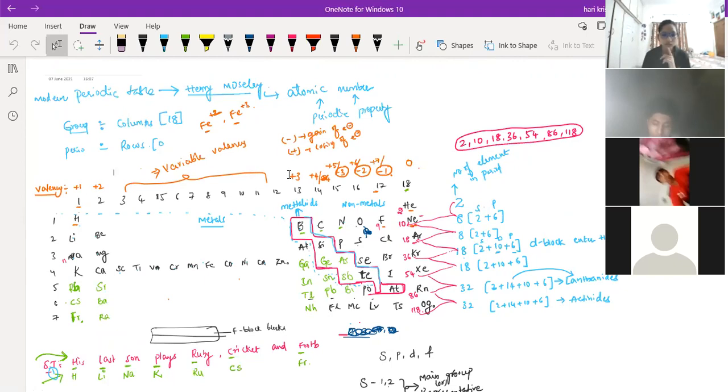Okay. What about the 14th group? The maximum value can be +4. The maximum oxidation number of 14th group elements is +4. What about 15th group elements? +5 or -3. Not -3. -3 is an oxidation number, but I'm telling only the maximum value. It can show only a maximum of +5. +6, +7 it will not show. Up to +5 it can show maximum.